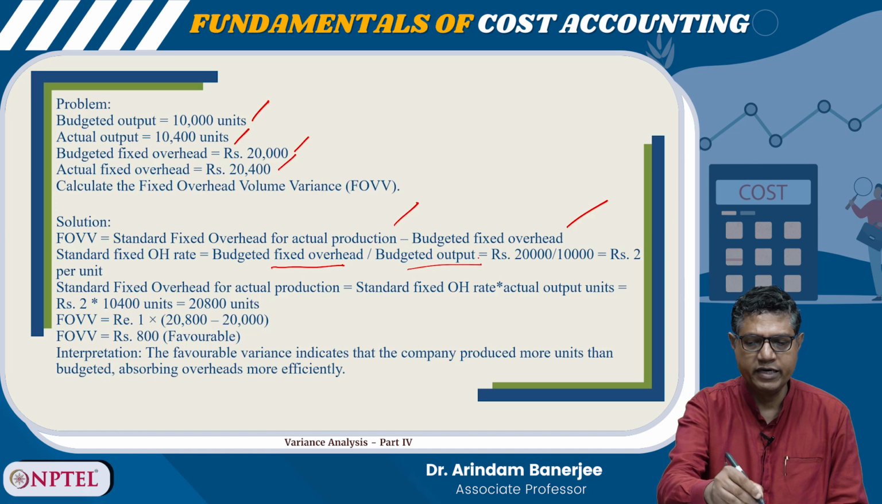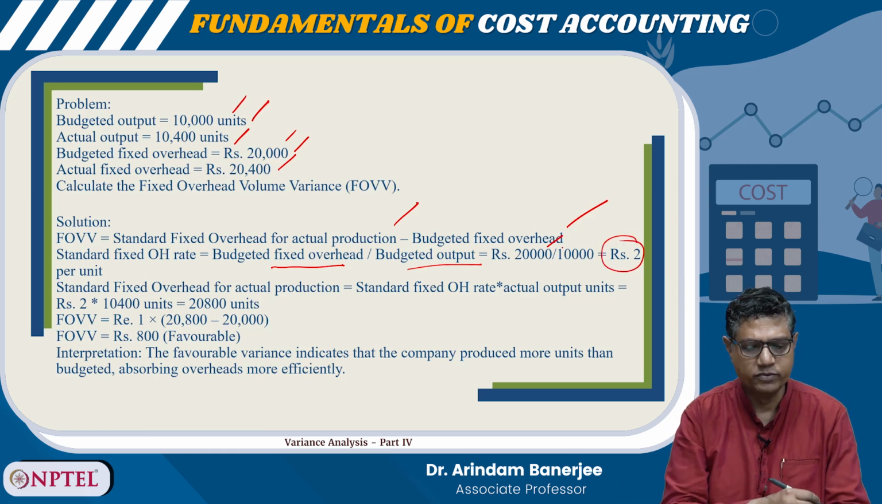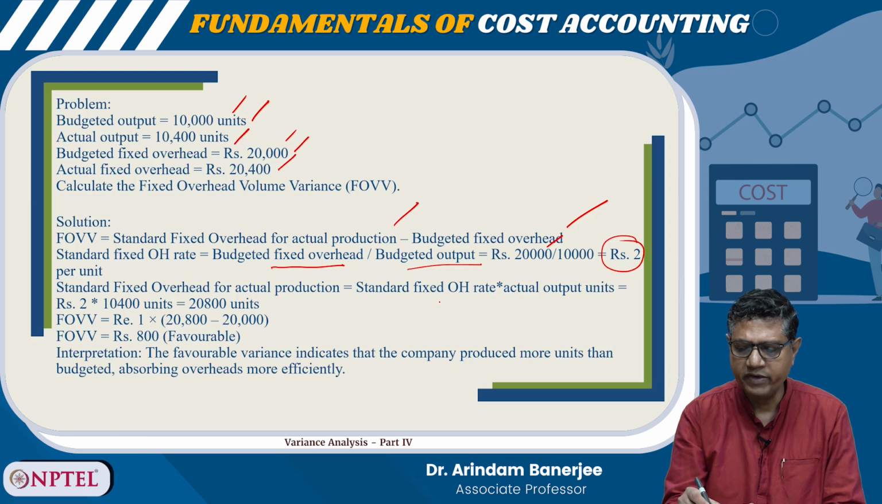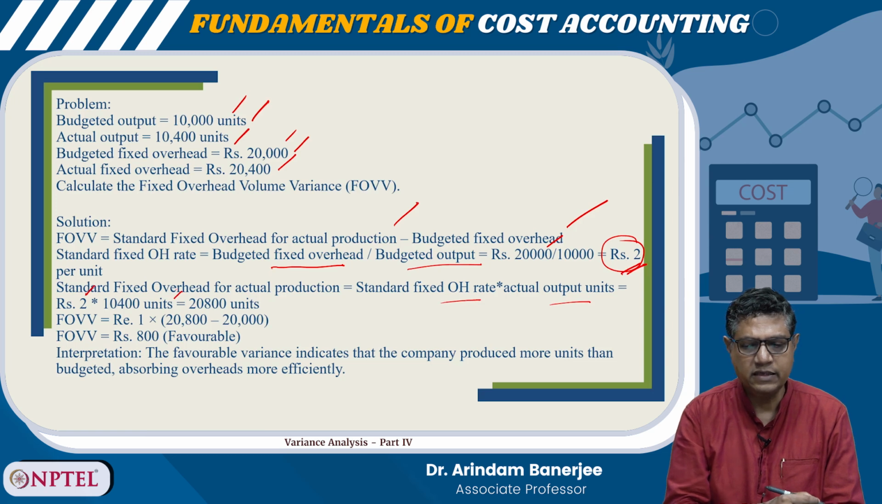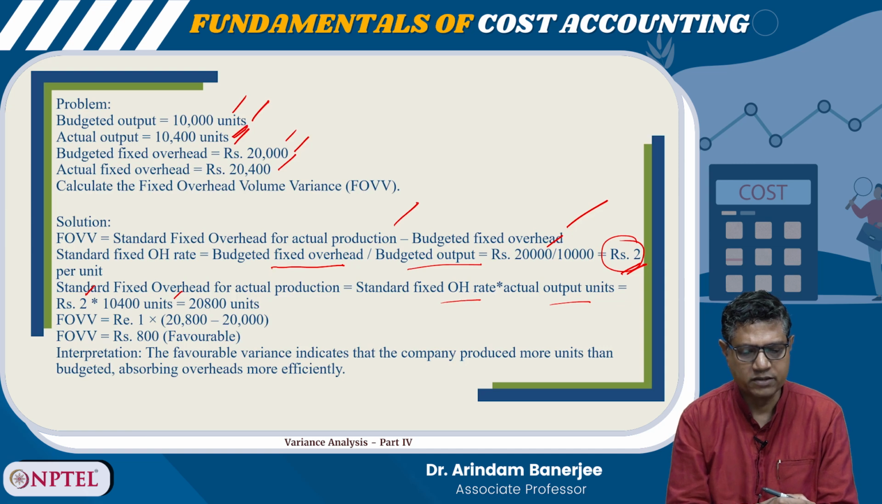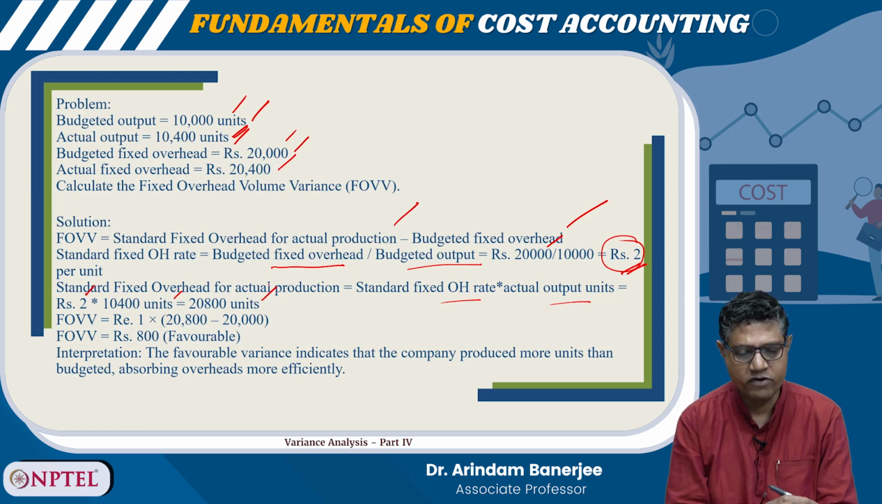So, budgeted fixed overhead is 20,000, budgeted output is 10,000, so 20,000 by 10,000 is rupees 2 per unit, right? Standard fixed overhead for actual production is equal to standard fixed overhead rate into actual output units. So, the standard fixed overhead rate we calculated here is 2 rupees, 2 into 10,400 units, that is the actual production. Here it is given, 10,400 is the actual production. Fine. So, if I multiply, I am getting 20,800, right.